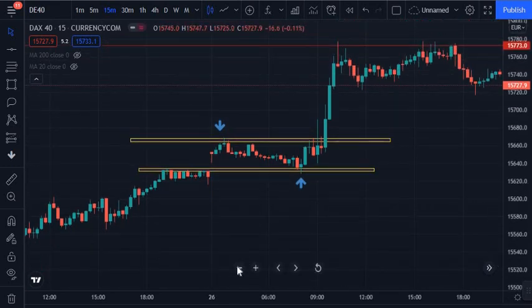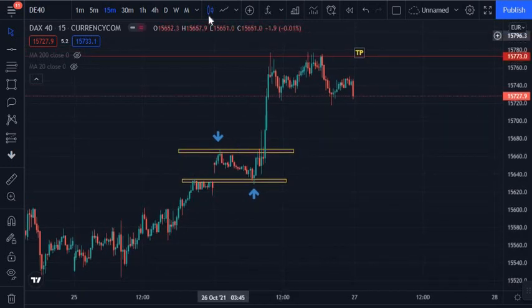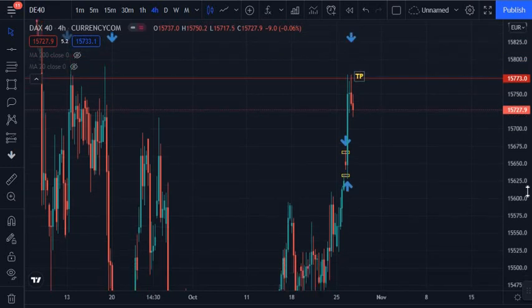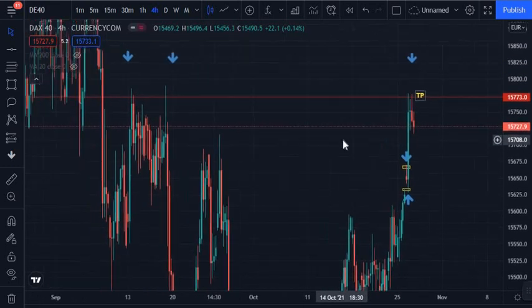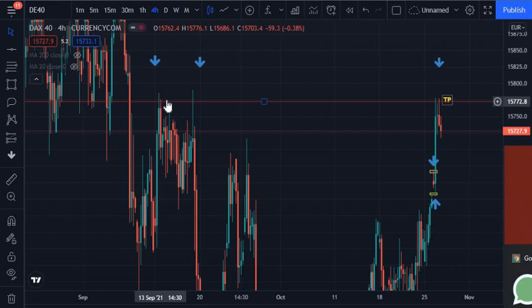So how did we identify our TP? Our TP was identified on the higher time frame. If we go to our 4-hour, as you can see, our TP was based off this, marked with these downward arrows. Our TP was here by our resistance zone.